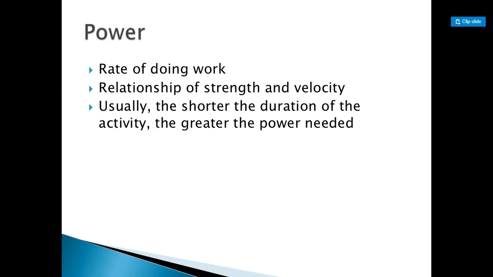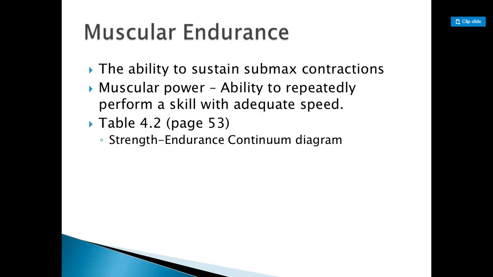Power. The rate of doing work is power. It is the relationship of strength and velocity. Usually, the shorter the duration of activity, the greater the power needed. Now here is muscle endurance, the ability to sustain submaximal contractions. Muscular power is the ability to repeatedly perform a skill with adequate speed.